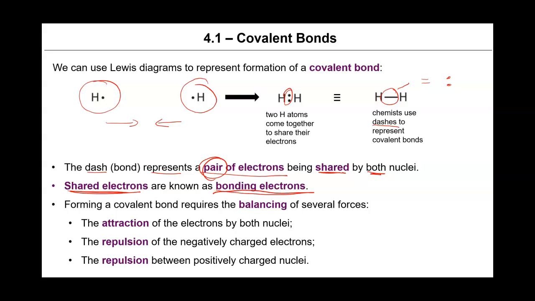Well, when these atoms come together, there will be a variety of forces. What's holding the molecule together is the attraction of the electrons by both nuclei. However, it's important to recognize that the 2 negatively charged electrons will repel one another, and that will destabilize the molecule. Also the 2 positively charged nuclei will repel one another, and that will also destabilize the molecule. However, because the attraction is larger than the repulsions, the 2 atoms will stay together.